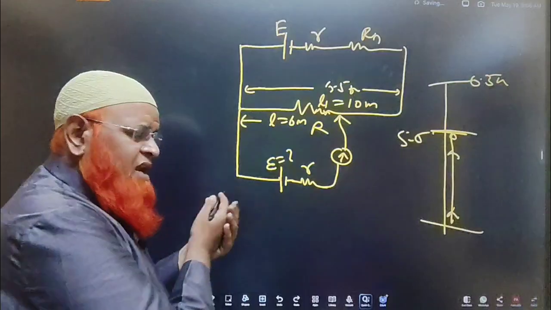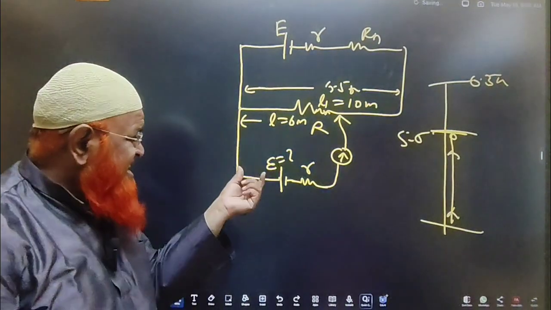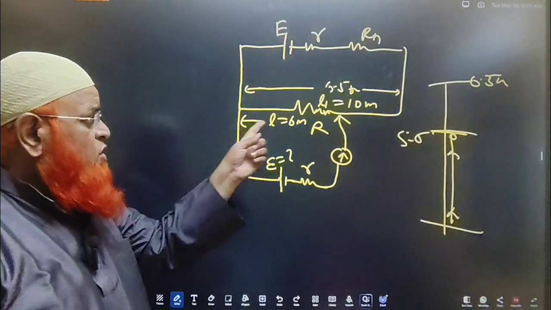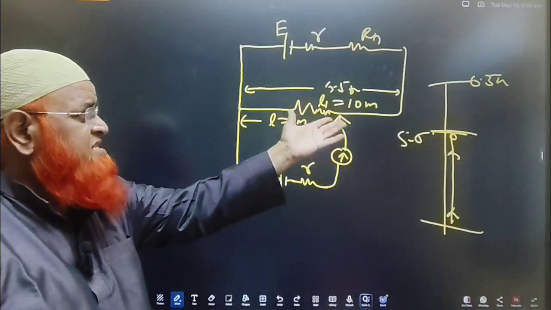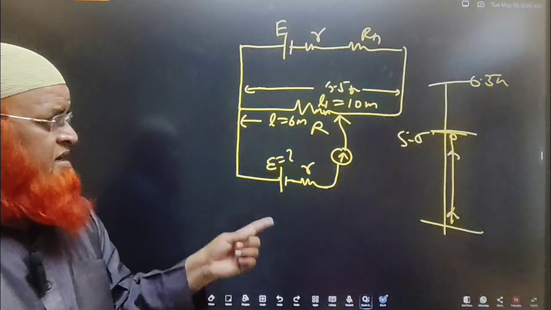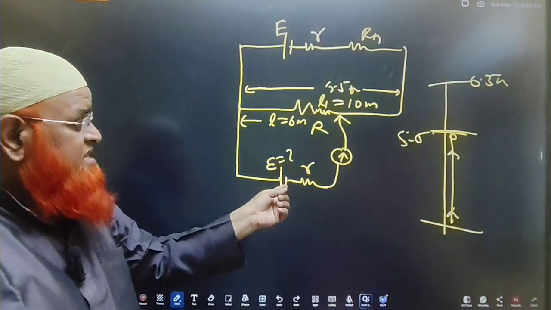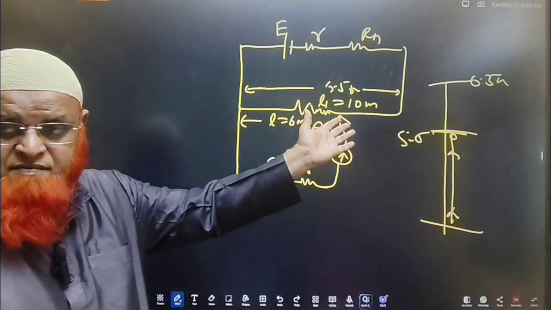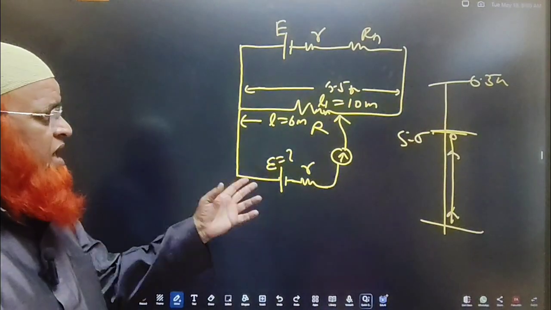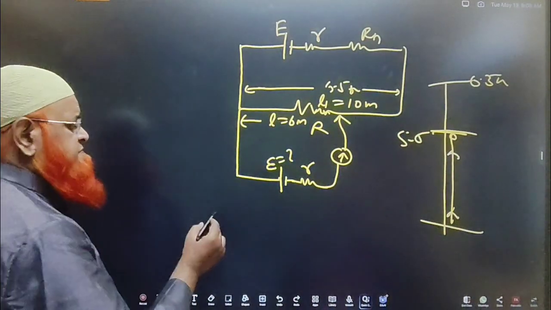You don't know what is the EMF of this cell. What do you do now? The EMF you can find out now. It is showing 6 meters, which is nothing but 6 volts. Balancing length is 6. Okay, 10 feet, 6 feet. So like this you can measure. What do you understand from this?